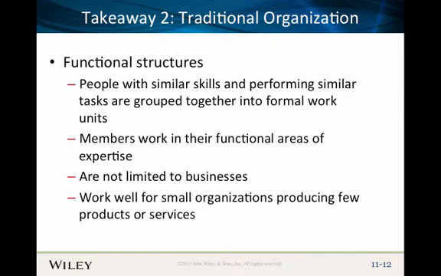This is the first example of a traditional organizational structure. It's a functional structure, and it is essentially the simplest form of organization. How do you departmentalize? How do you group people together? Well, you group people together with similar skills and performing similar tasks. That's how you group them. And as I said, this is the simplest and perhaps, in the initial stages of a firm, the most common type of structure.